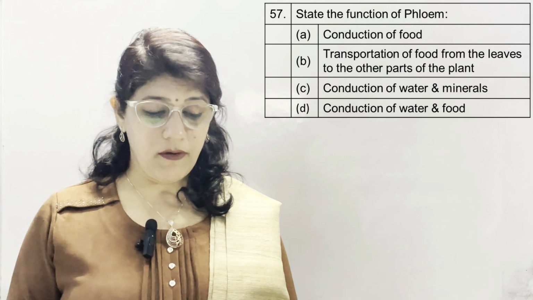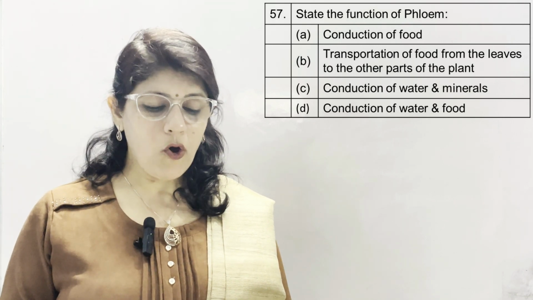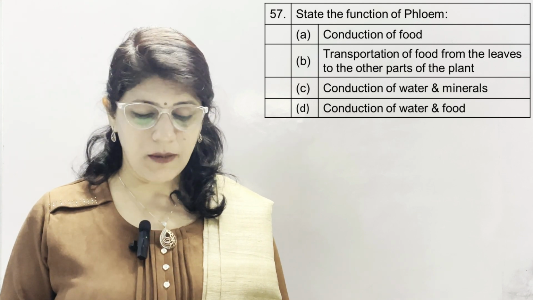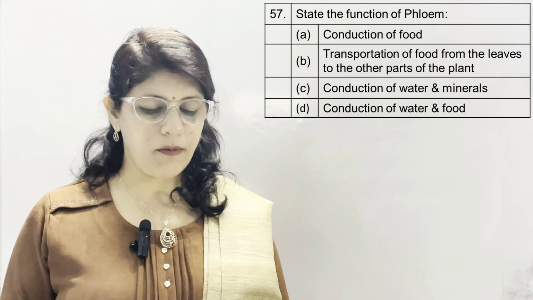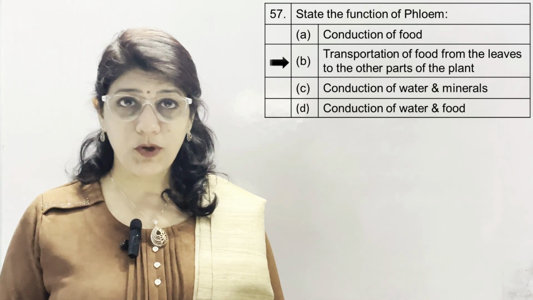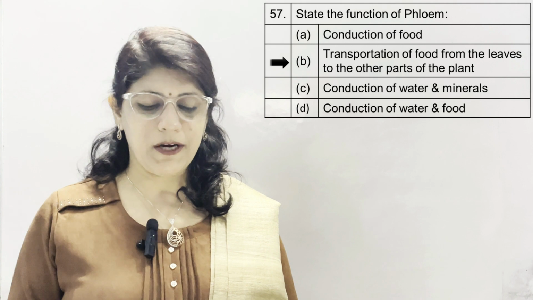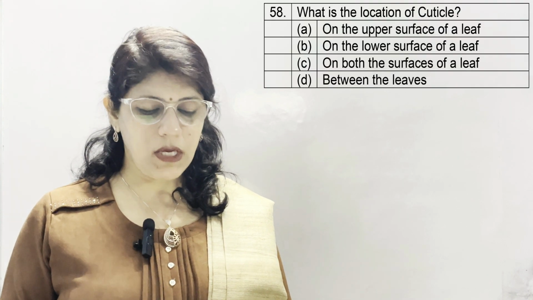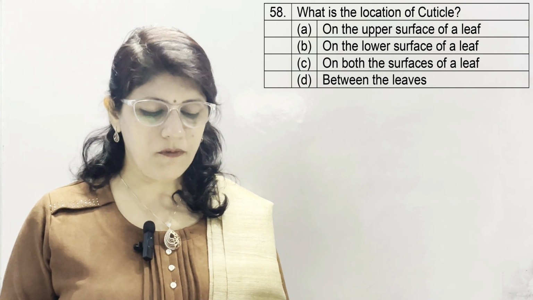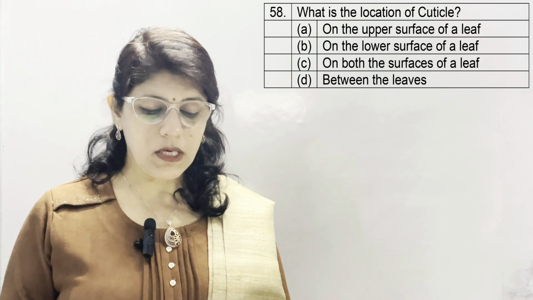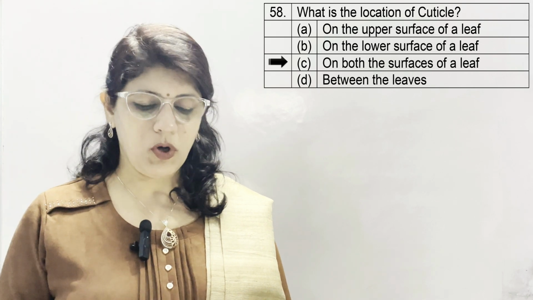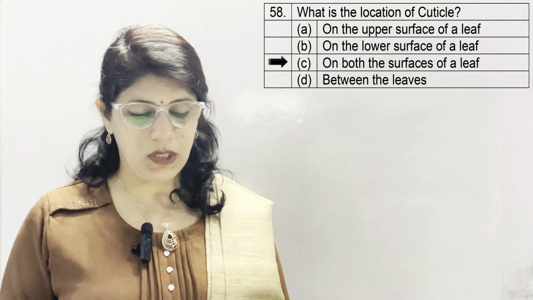In question number 57, state the function of phloem. A option conduction of food, B option transportation of food from the leaves to the other parts of the plant, C conduction of water and minerals, and D conduction of water and food. And the correct option is B, which is transportation of food from the leaves to the other parts of the plant. Question number 58. What is the location of cuticle? A option on the upper surface of a leaf, B on the lower surface of a leaf, C on both the surfaces of a leaf, and D between the leaves. And the correct option is C, because it is present on both the surfaces of the leaf.